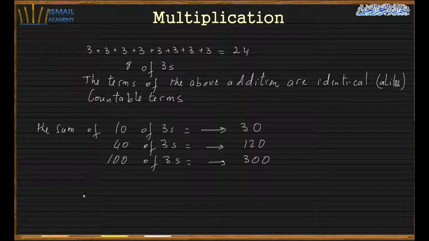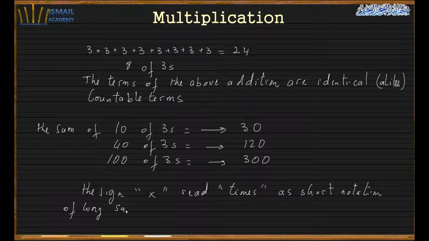And this is where the sign, read "times", which is a cross sign, was introduced as a short notation of a long sum with identical terms.